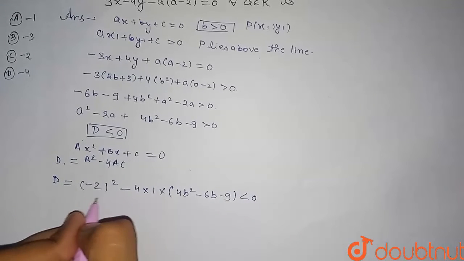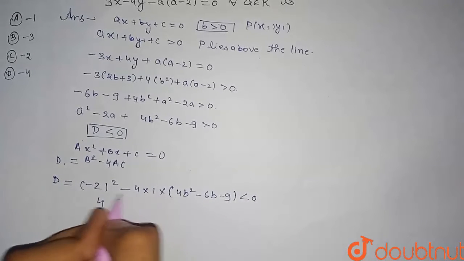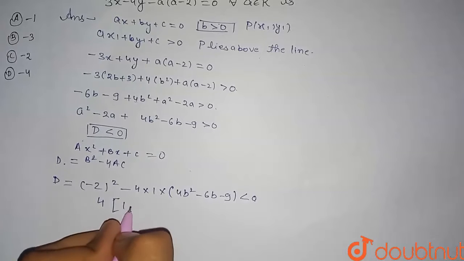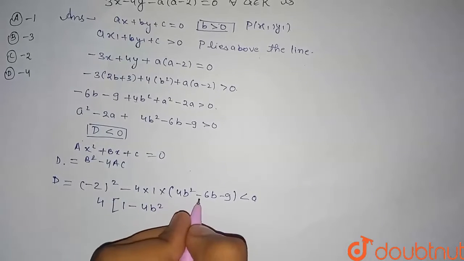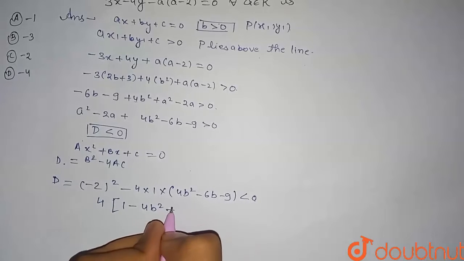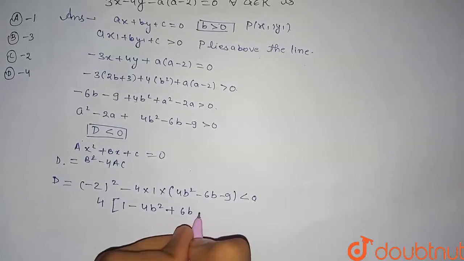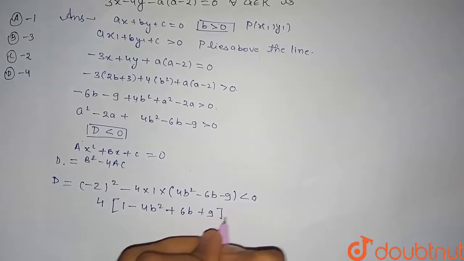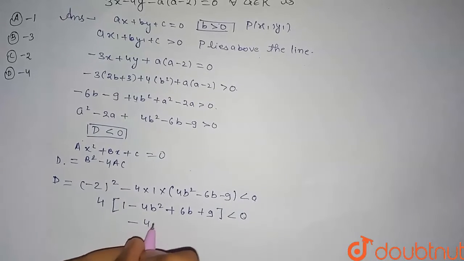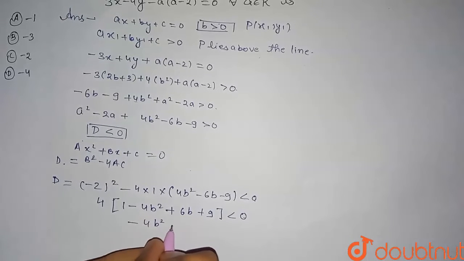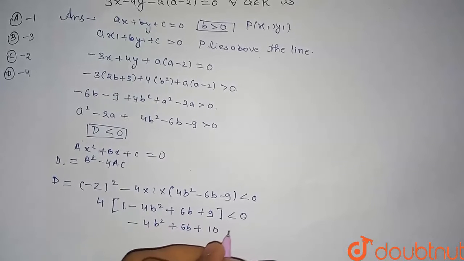So from here we get this as 4, and if we take this 4 common from both the terms, we get 1 minus 4b square, and this is a negative sign, so this will become positive, so this will be plus 6b, and this will be plus 9, and basically this is less than 0. So from here our expression will become minus 4b square plus 6b, and here 1 plus 9 is 10, so this will be 10, and basically this is negative.